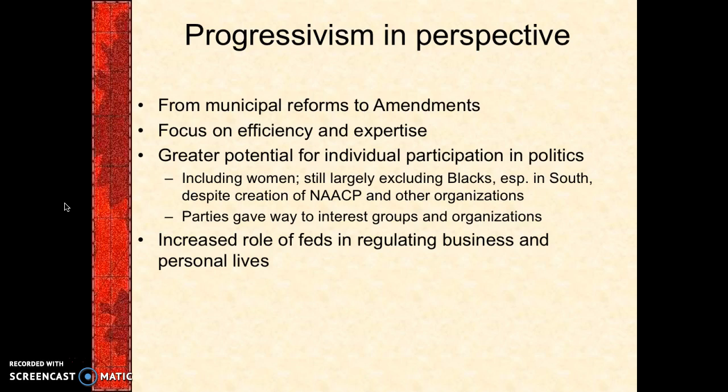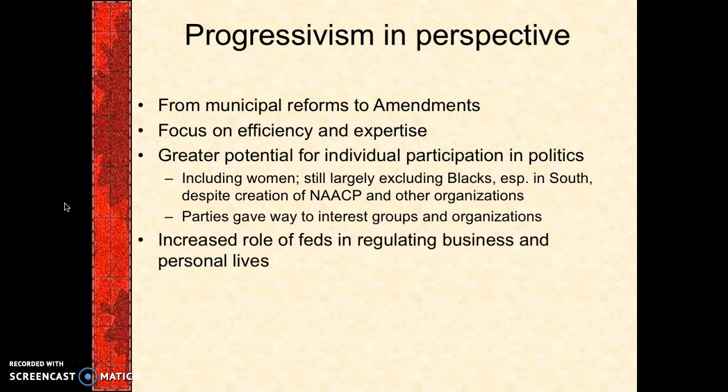There's also been greater potential for individual participation in politics. Women are included especially in this. Black Americans are unfortunately largely still excluded. We will see that position change over time, but right now, during the progressive era, Black Americans will still unfortunately lag behind in terms of political and civic equality.